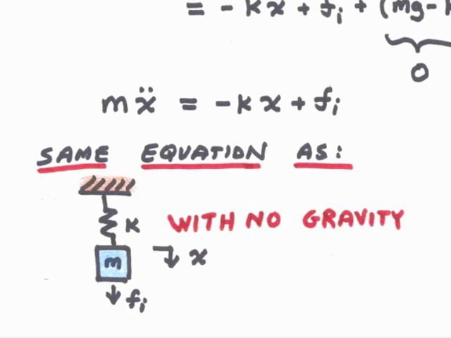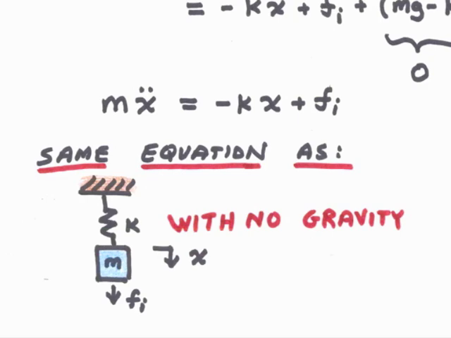So what's interesting about this differential equation? m x double dot equals minus kx plus Fi. You'll note that gravity does not appear in this equation. There is no g. So this is the equation of motion of a mass spring system with an input force Fi, without any gravity present. It's the same equation as if we took away the gravity. We still had the mass hanging from the spring from the ceiling, but there's no gravity.